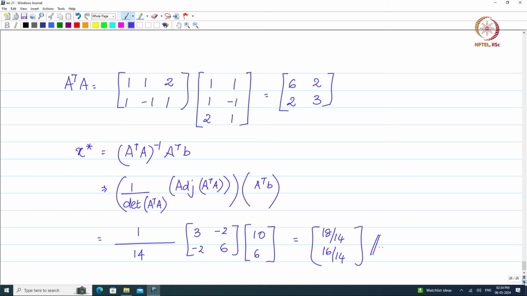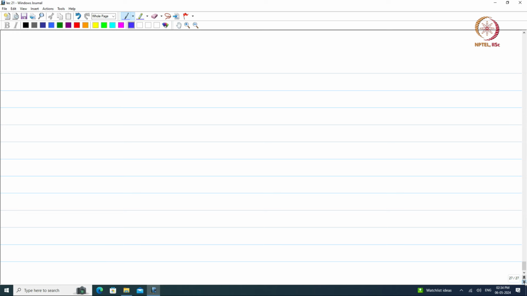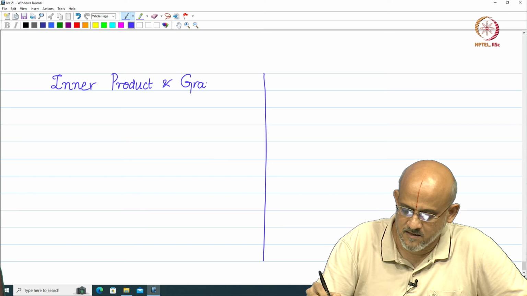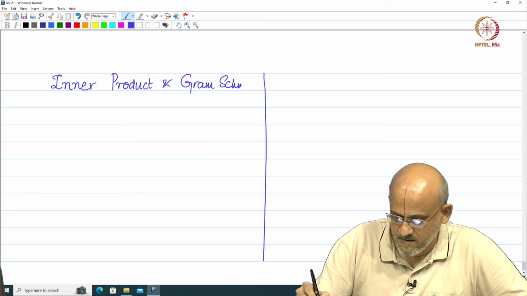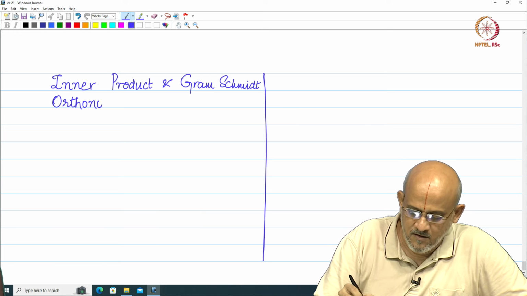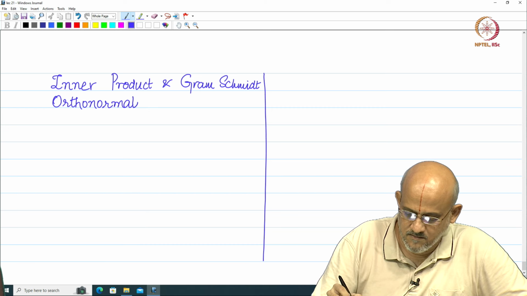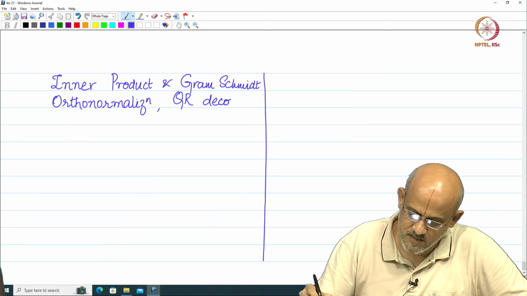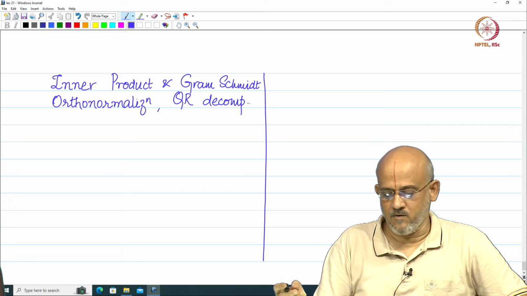Now, having seen this, where do we go ahead? Having seen this, what do we do? We are going to look at the idea of inner products, and the algorithm which is the Gram-Schmidt orthonormalization, followed by QR decomposition. This is what we are going to look at now.